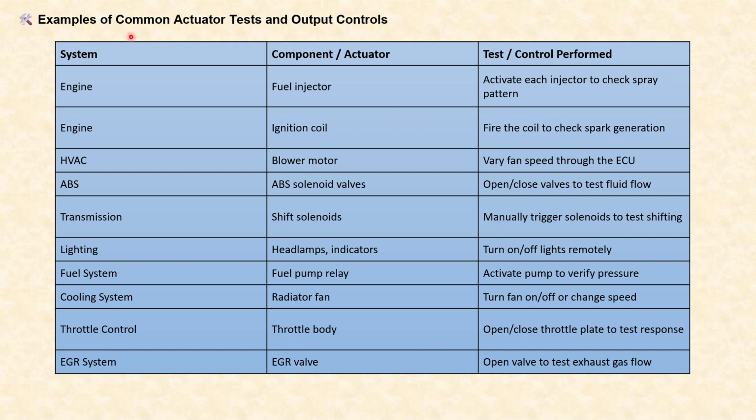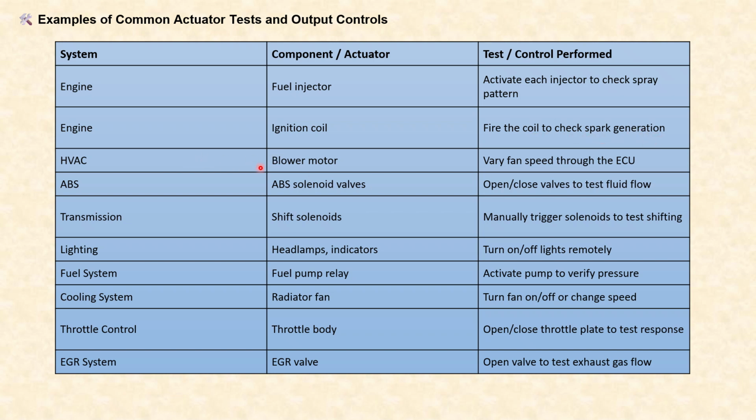So, examples of common actuator tests and output controls. All right. When it comes to the engine, a very important component is the fuel injector. Another important component is the ignition coil, whether it is a compression ignition engine or a spark ignition engine. Okay, so activate each injector to check the spray pattern, and fire the coil to check spark generation.